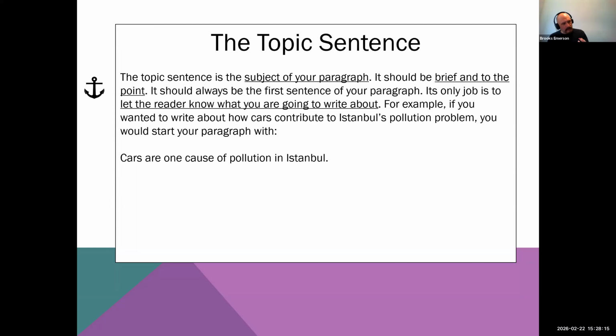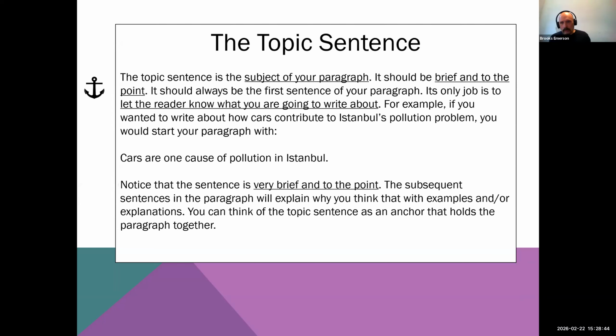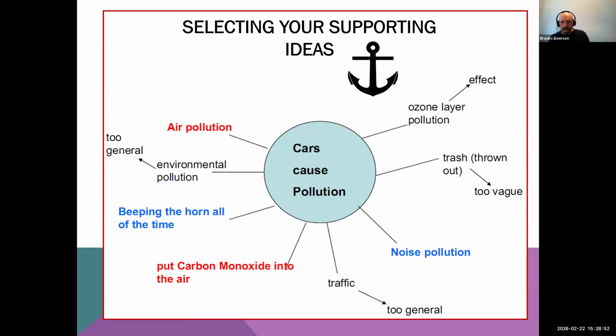This is like an anchor. You can think of it as an anchor because it's going to hold you to the subject. When you write the next sentences, you should look back and say to yourself, does this explain how cars cause pollution? Because if it doesn't, you've either got the wrong supporting sentences, or you've got the wrong topic sentence. They must match. So we start with: cars are one cause of pollution in Istanbul.